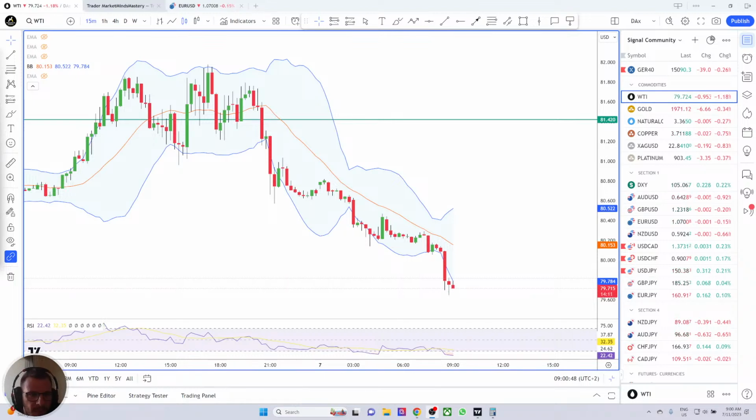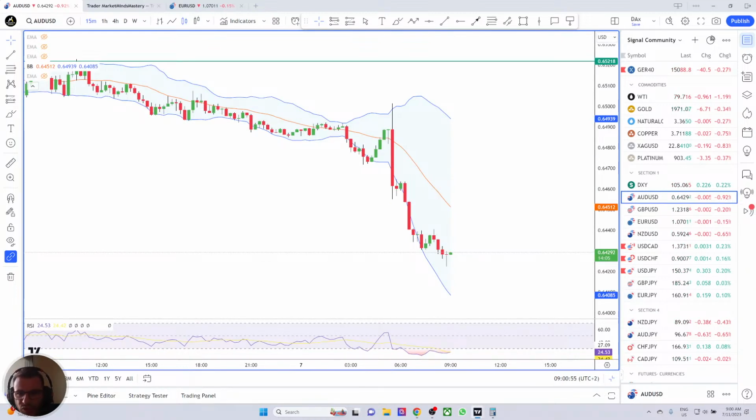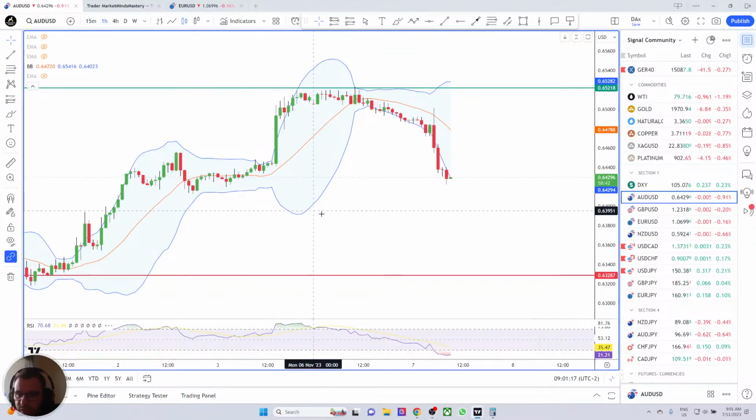So let's start with the surprise, of course, of the day, and that's the Australian dollar against the US dollar. And what we see on this one here is interest rates. Of course, they affected the interest rates in Australia. They affected the price move, as you see here on the 15-minute chart, or if I turn it on the daily.